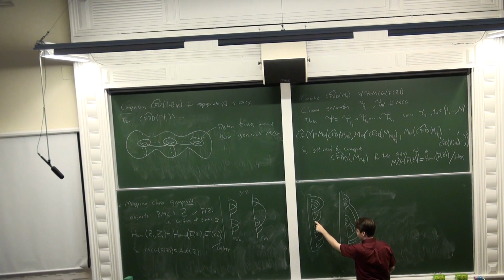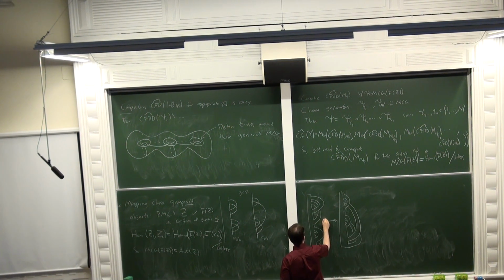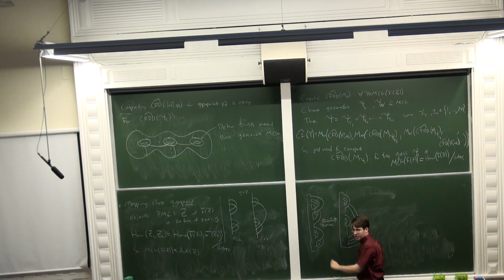From this surface to this surface, or vice versa, by doing something fairly simple. I took this handle and I slid it over this handle. Right? Slide this handle over that handle. So there's a canonical homeomorphism from here to here, gotten by doing that handle slide. This is what we call an arc slide. There's a canonical homeomorphism associated with that arc slide.